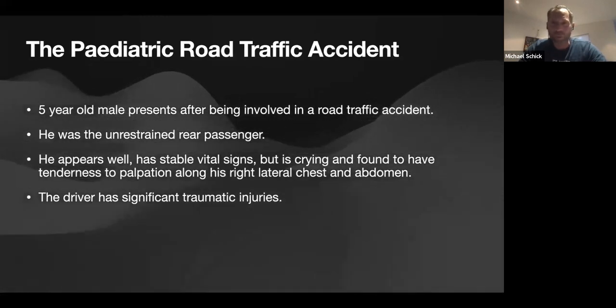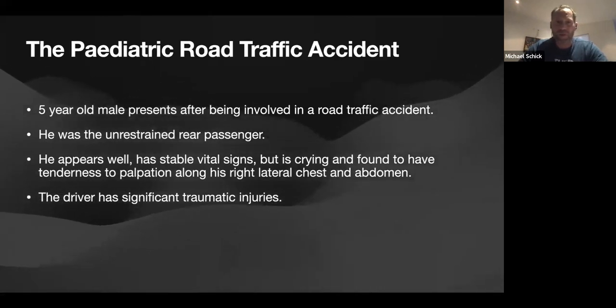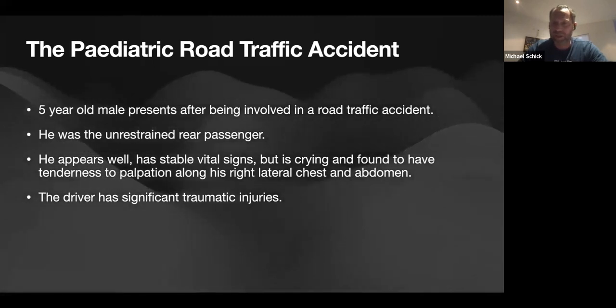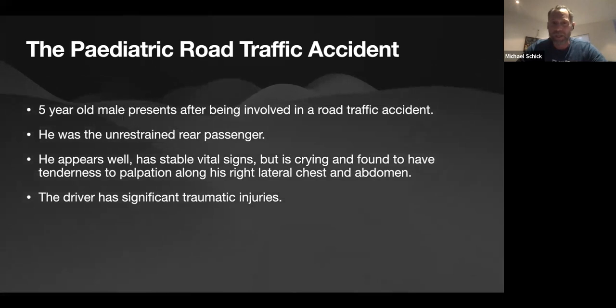And you see this everywhere in the world. A 5-year-old male presents after being involved in a road traffic accident. He was an unrestrained rear passenger. He appears well, has stable vital signs. He's crying, found to have tenderness to palpation along the right lateral chest and abdomen. And the driver has significant traumatic injuries.